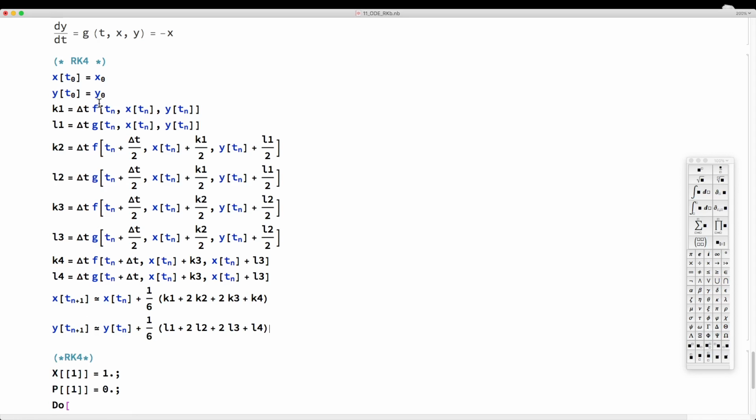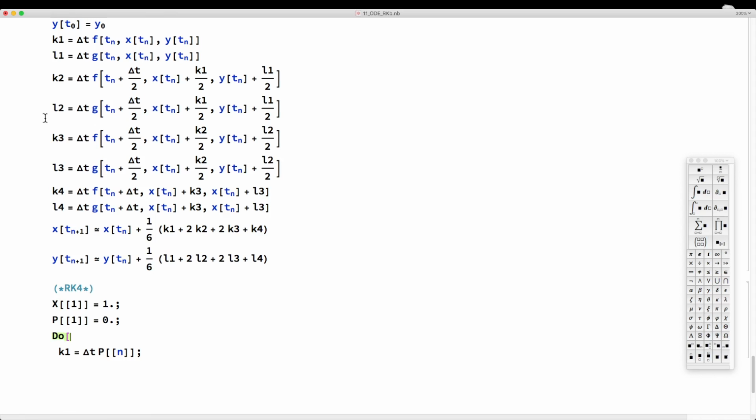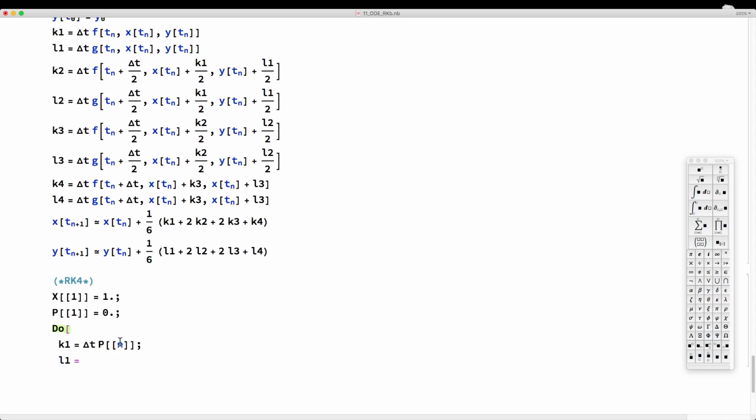Okay, so the second equation will be L1. So L1 will be delta t times g, and g is minus x. So that will be x of n, and we will have a minus.